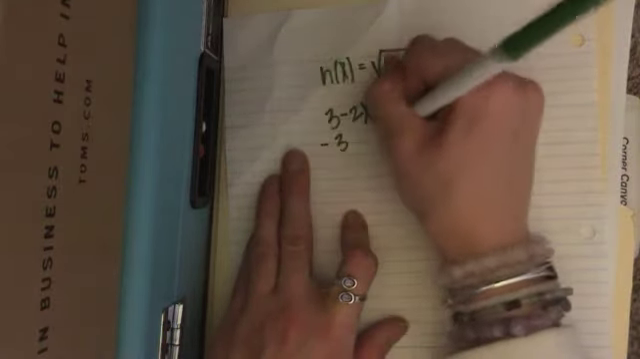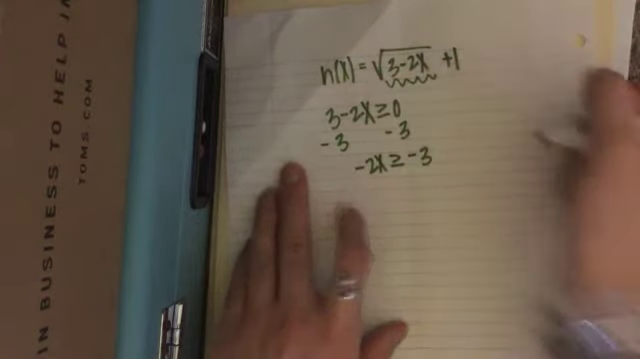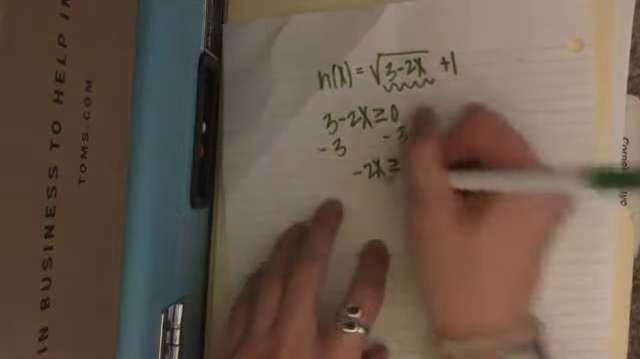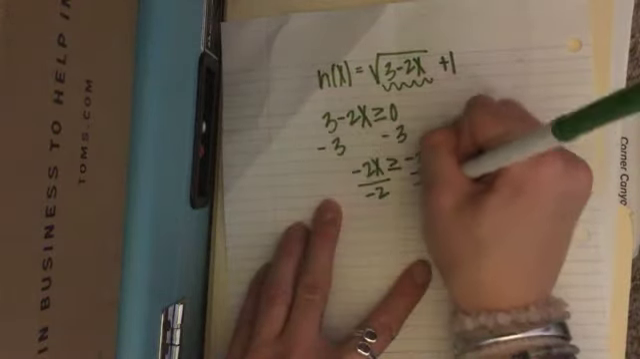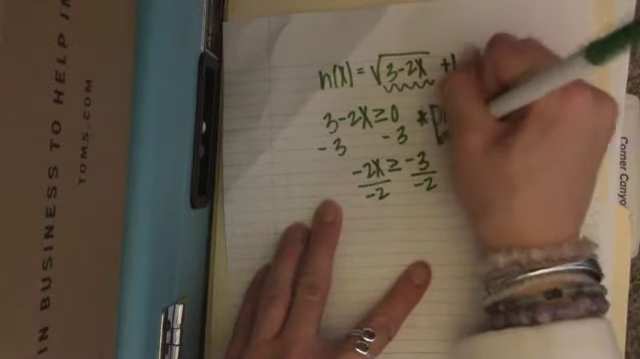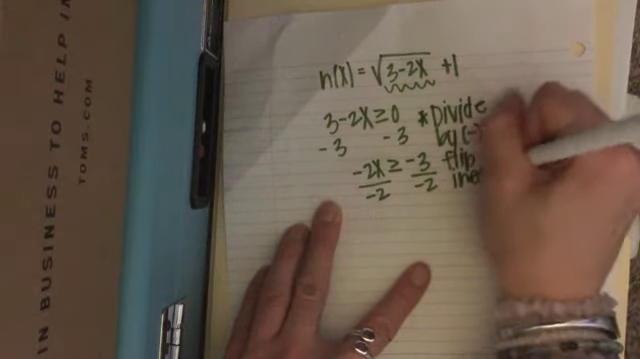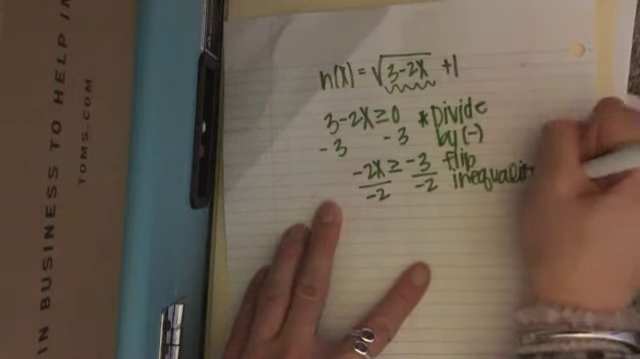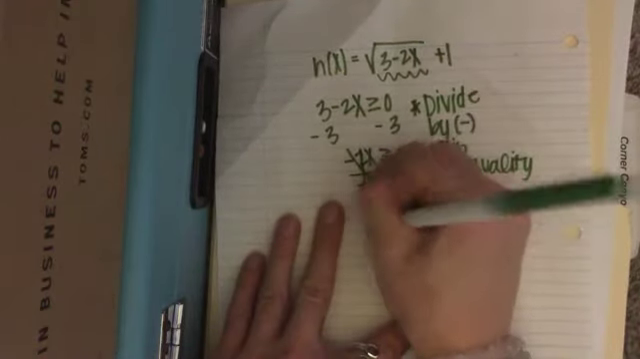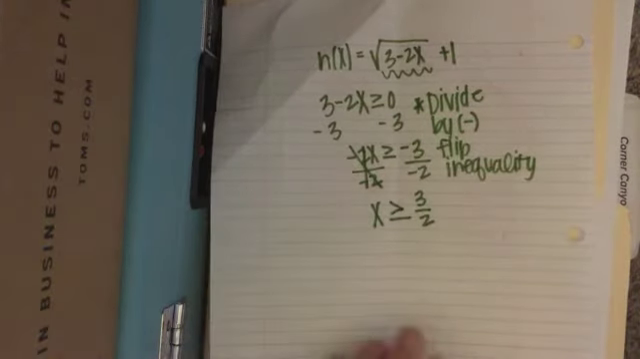So I'm going to subtract the 3. And you get negative 2x is greater than or equal to negative 3. Now, when you divide by a negative, you have to flip the inequality. So we are dividing by a negative. Divide by negative. Flip inequality. Okay, so this cancels, and that's going to be x is greater than or equal to 3 halves.